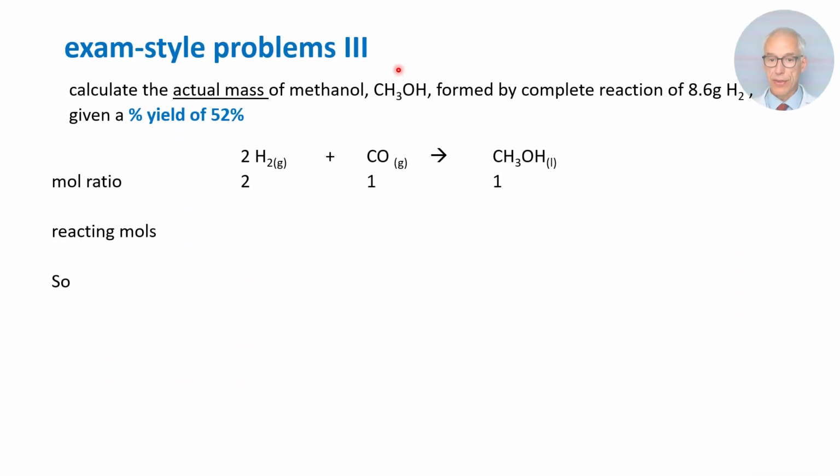So here is the third problem, and it's a variation. Calculate the actual mass of methanol, CH3OH, formed by complete reaction of 8.6 grams of hydrogen, given a percentage yield for the reaction of 52%. So here is the balanced equation, 2 hydrogens, 1 carbon monoxide to form methanol, 2 to 1 to 1 is the reacting mole ratio. With that information, can you calculate the actual mass of methanol obtained? Stop the class, try the calculation, come back to check when you are ready.